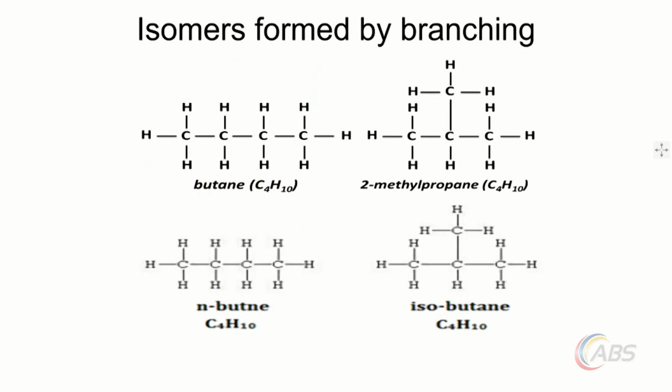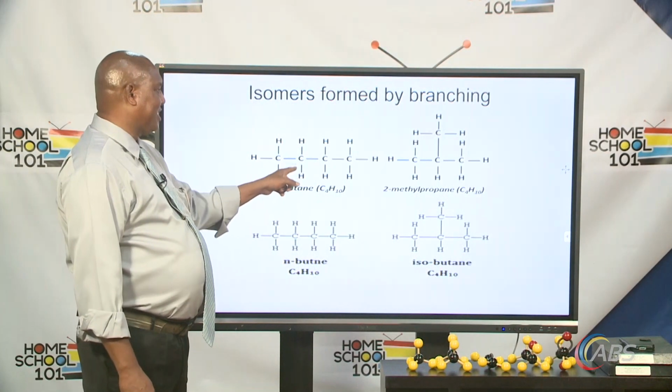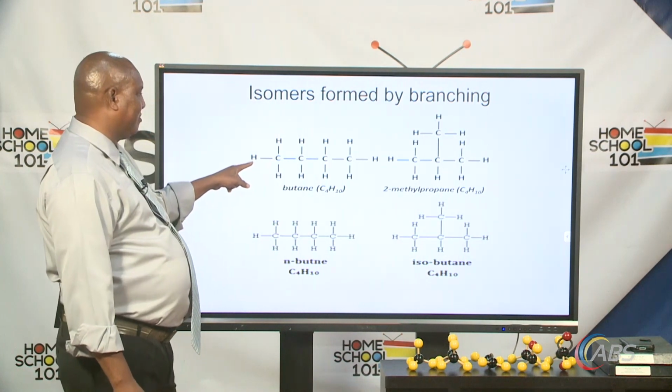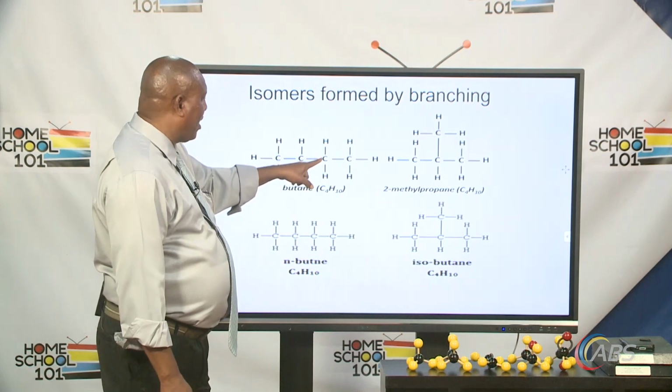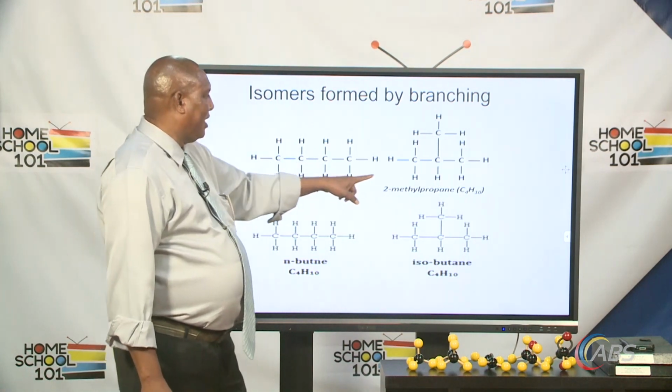All right, now let's look at a few examples. Here we have butane, sometimes referred to as normal butane. Butane means 4 carbon atoms, and then we have our hydrogens. Now these are all single bonds, if you notice. So this is a saturated molecule. Good.